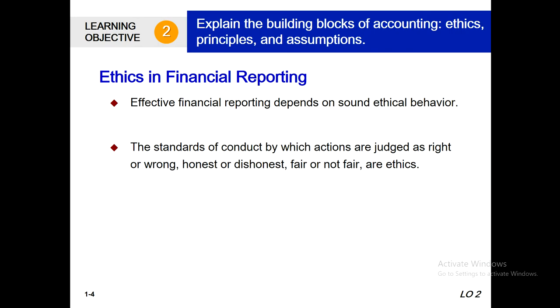Basically, effective financial reporting depends on sound ethical behavior. Unless we follow sound ethical behavior, we couldn't prepare financial statements properly. And standards of conduct by which actions are judged as right or wrong, honest or dishonest, fair or not fair are ethics.